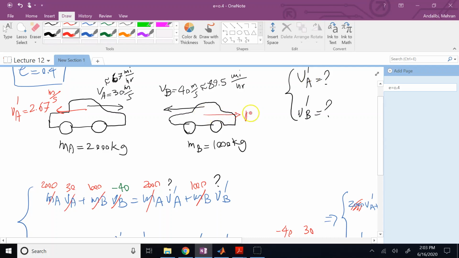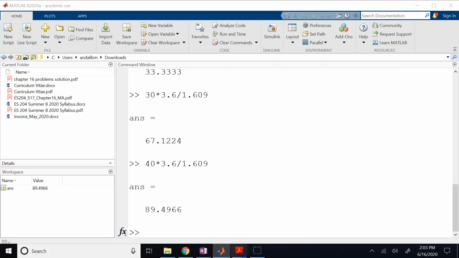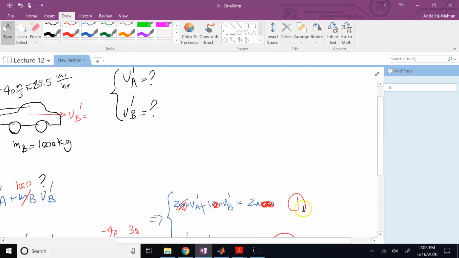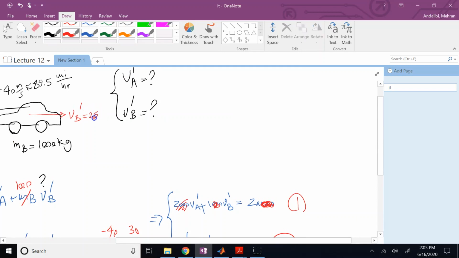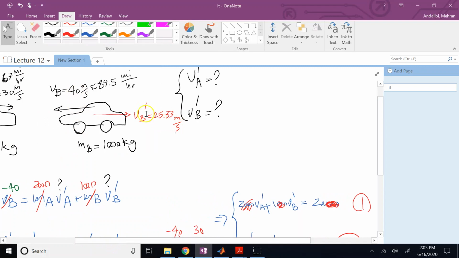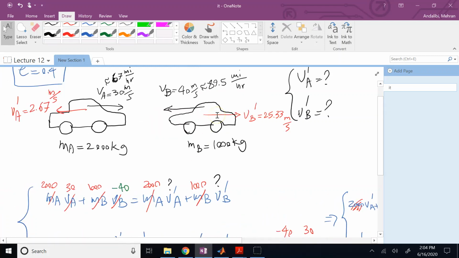And here, V prime B, VB was negative, right? It was to the left, but now look, how much is this guy? Now this guy is going to be 25.33. This is huge. You are going from a big negative to a big positive number. This is 65 units change in velocity. So you clearly see that the impact is much harder for the smaller car.